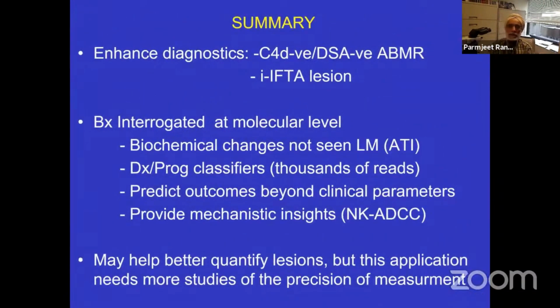And so I'm going to start summarizing my talk here. There is no question that molecular diagnostics can take interrogations beyond the human eye. Areas of particular utility are C4D negative rejection, DSA negative rejection, IFTA lesions. No question, molecular diagnosis can recognize changes in acute tubular injury, which the human eye cannot. Yes, you can use thousands of gene readings to develop much better diagnostic and prognostic classifiers. We can predict outcomes beyond clinical parameters. We already have achieved a lot of mechanistic insights by the studies that have been performed.